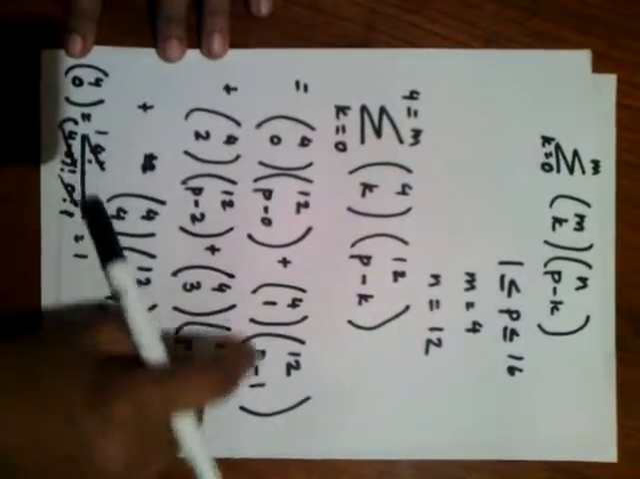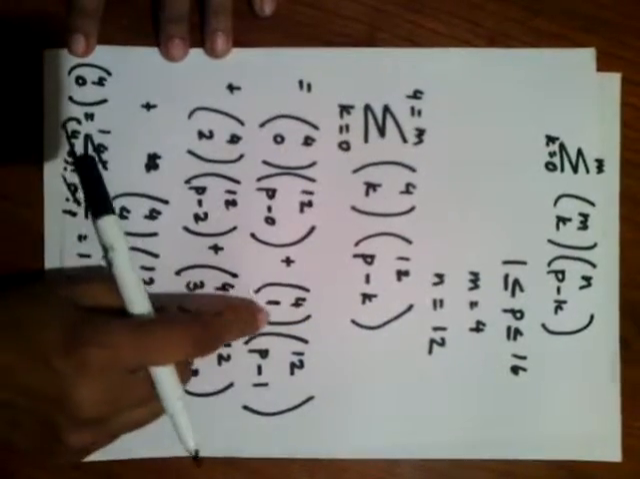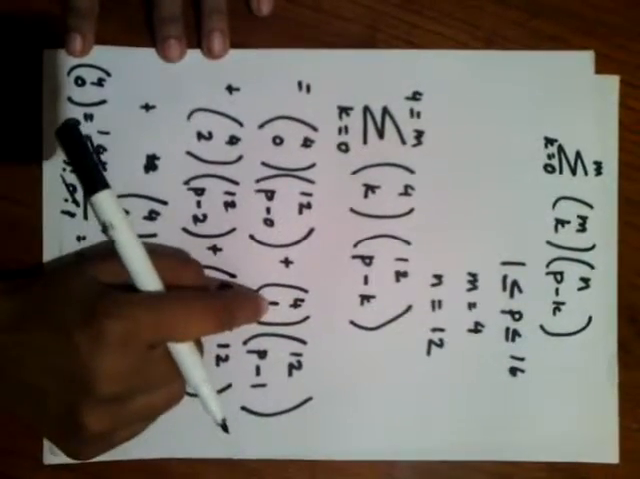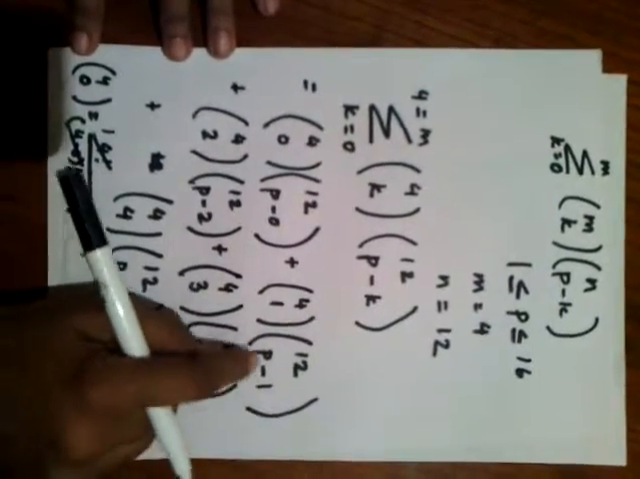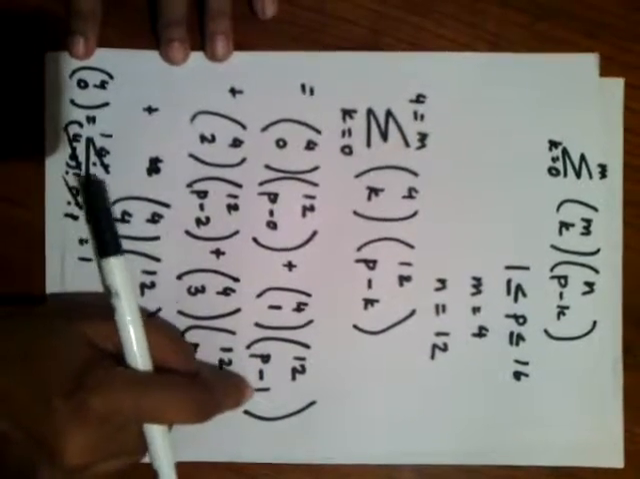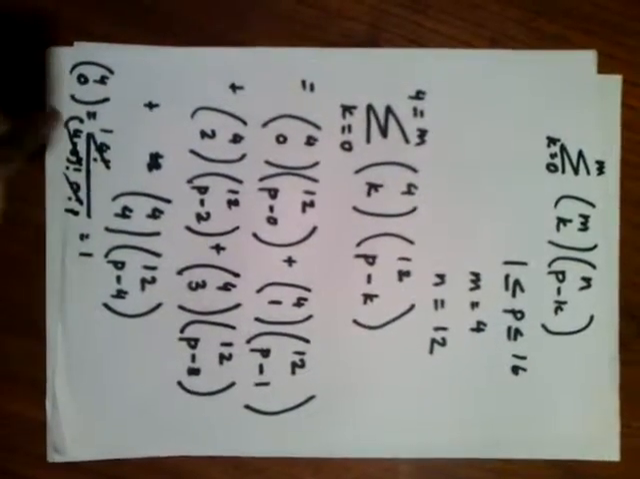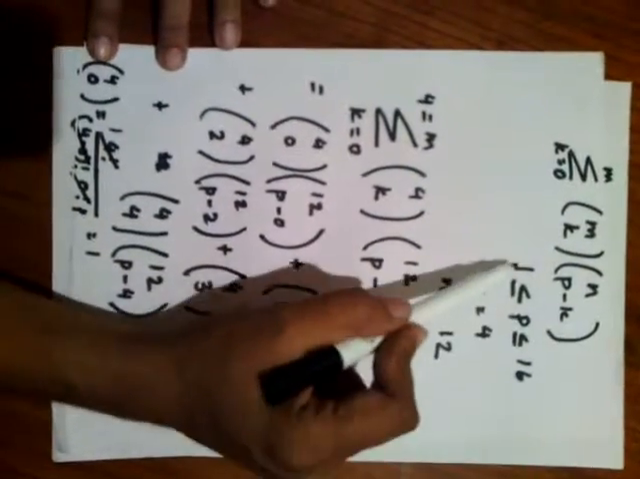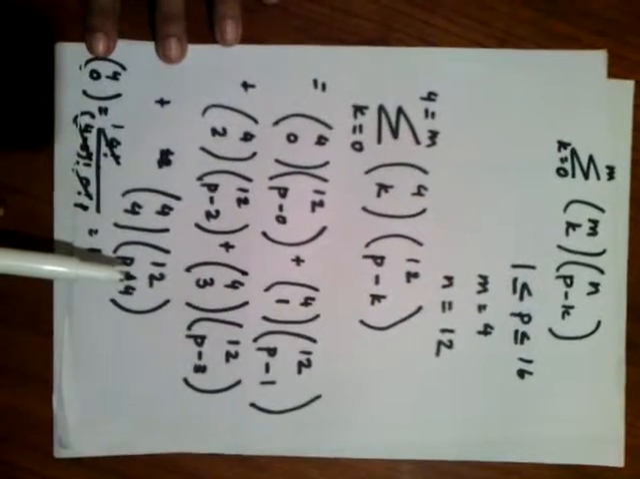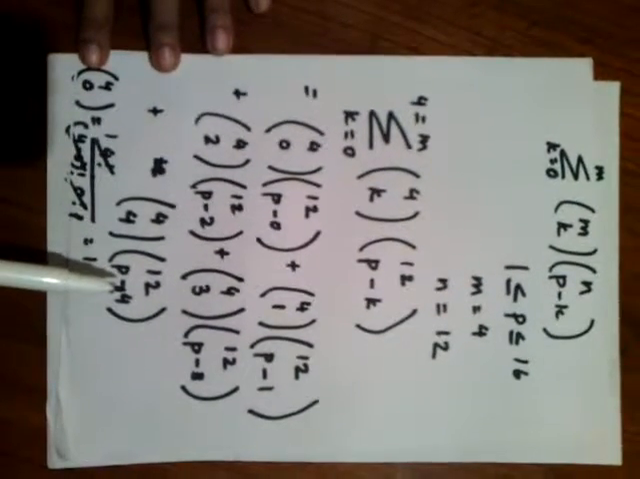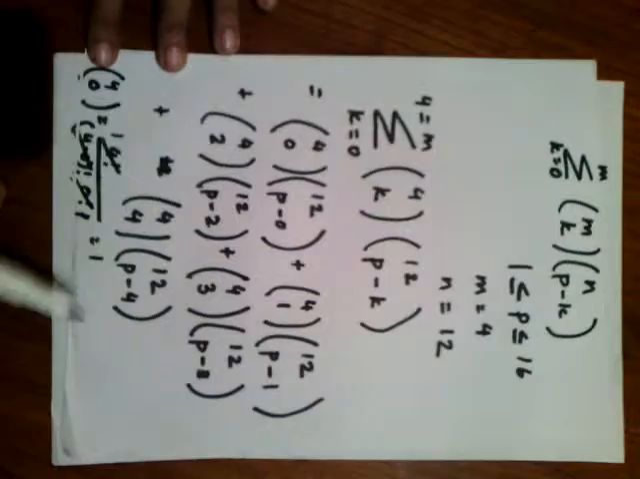And in this case, you can see what it would be. It would be 4 choose 1 times 12 choose 11, because p is 12 minus 1 is 11. And that would be in the next term. Similarly, you can work it out for any p. And he says p ranges from 1 to 16. So you can probably do an exercise and choose your p and work out this term. All right? So this was one exercise that we covered.